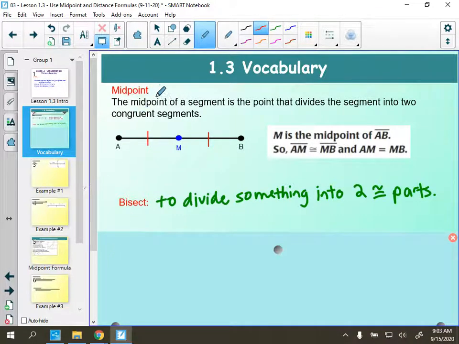Midpoint is very specific. It divides a segment right in the middle. Okay, it's a point that divides a segment. Just in general, to bisect something is to divide anything. We could, in theory, bisect an apple if we were to accurately measure it and cut it into two congruent parts, right down the middle. All right, so that's what bisect is as a verb. To bisect something is to divide it in half.